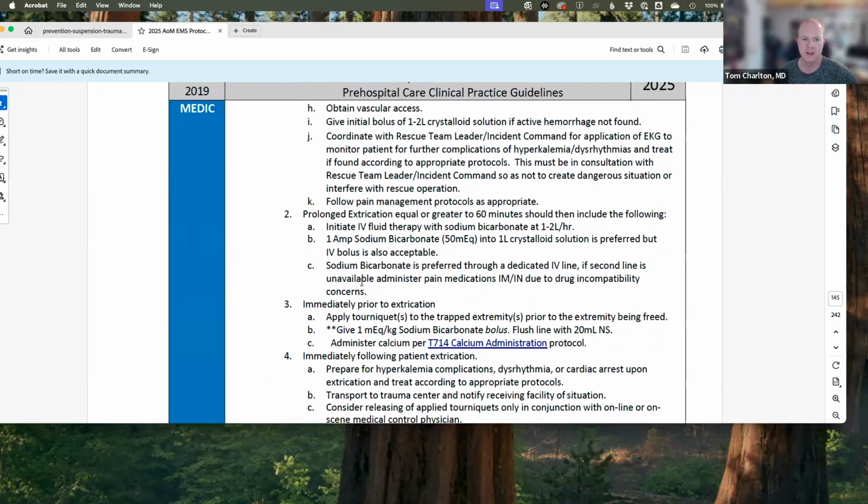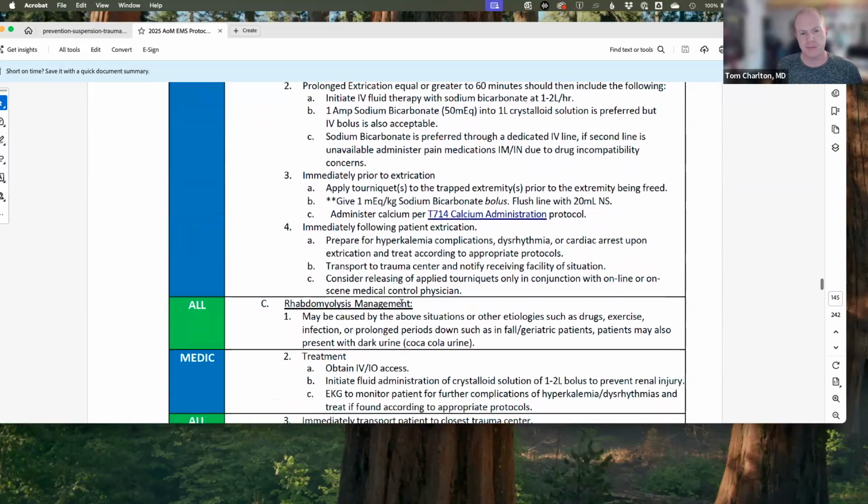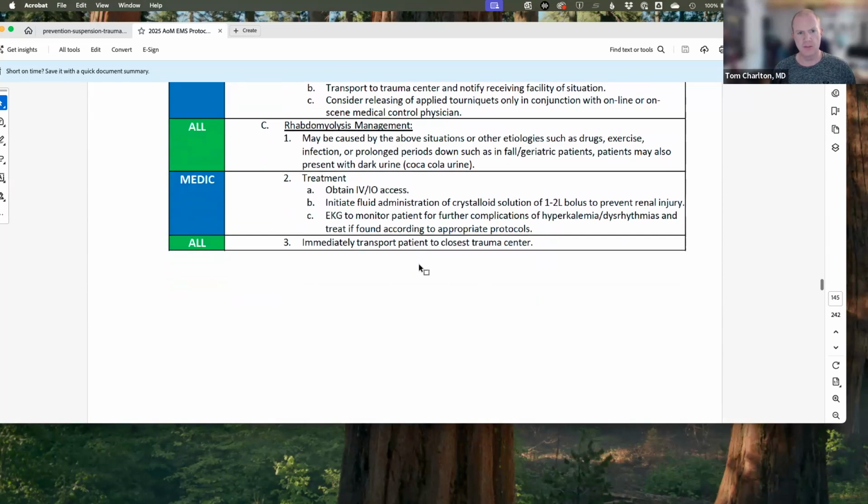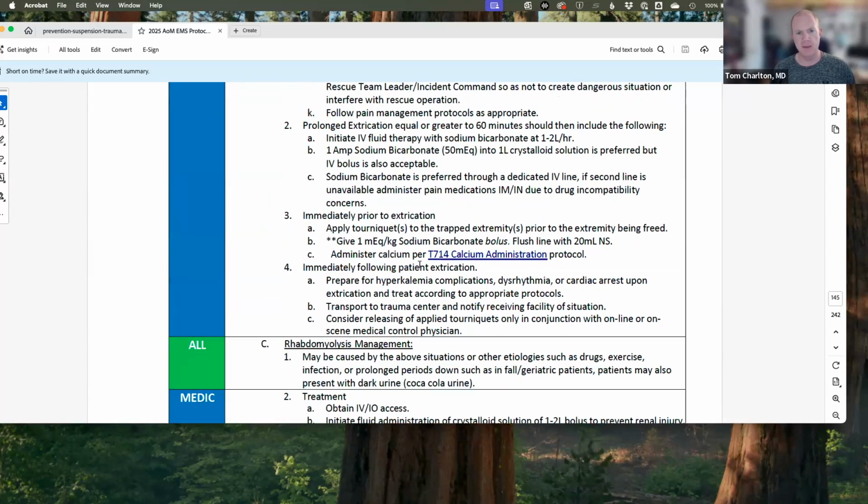It also links you over to the calcium administration protocol. That way, when we're getting ready to extricate somebody who's a potential crush injury, we've got that calcium ready to go, etc. It also talks about rhabdo, and potentially needing to do sodium bicarb to be able to work on correcting that. So it's important that you refamiliarize yourself with this protocol.